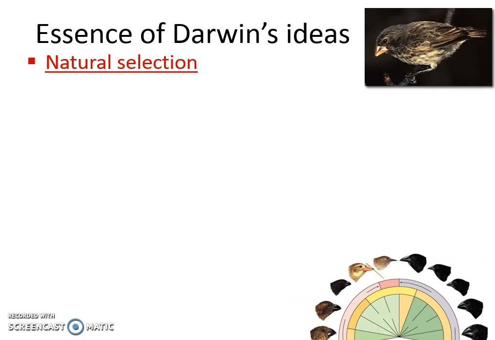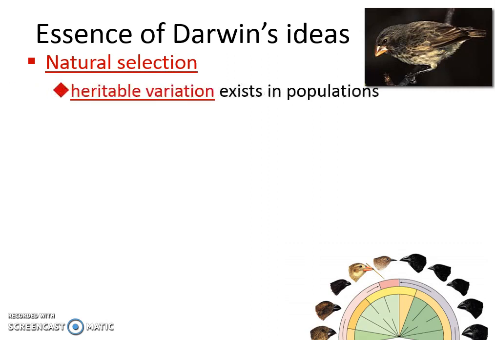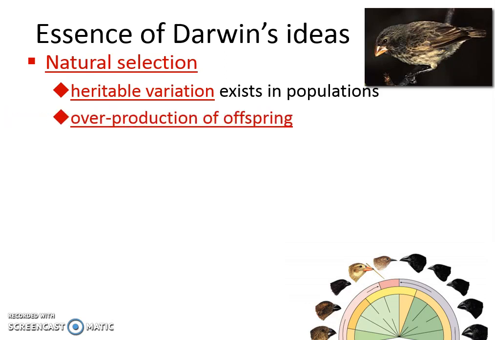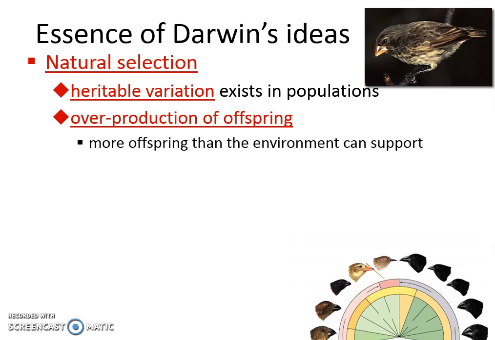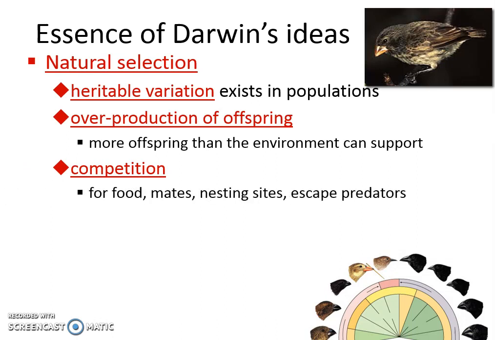So the basics of Darwin's ideas are that you have heritable variation. So there's a variation in the population, and it has to be inheritable. It's not something that you acquire during your lifetime. You have overproduction of offspring. Basically, you have more offspring than the environment could support. So if all of the offspring survived to adulthood and had offspring of their own, they would use up all the resources in the environment. Because of that, you have competition between them for resources like food or mates, getting away from predators.